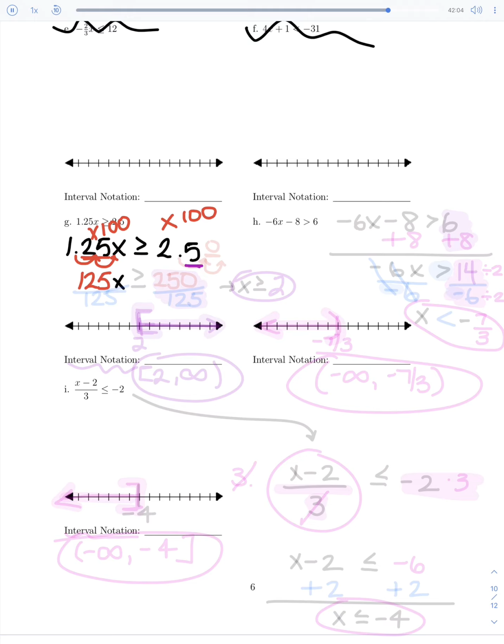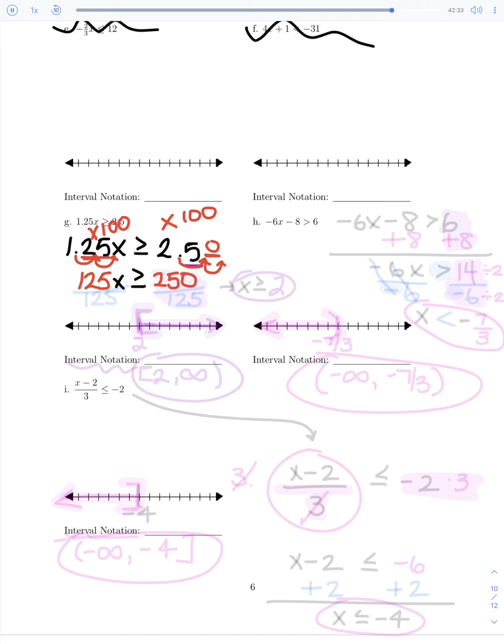Now, the greater than or equal to will stay a greater than or equal to because I multiplied both sides by a positive, not a negative, so it will stay. Now, multiplying the 2.5 times 100 will again move it 2 places. What's going to go in that second place where we had nothing? It'll go in as a 0 as a placeholder, so I'll get a 250 on the other side.